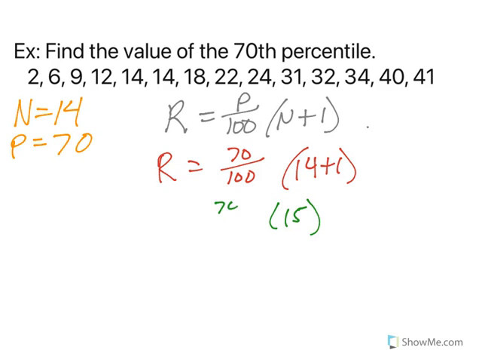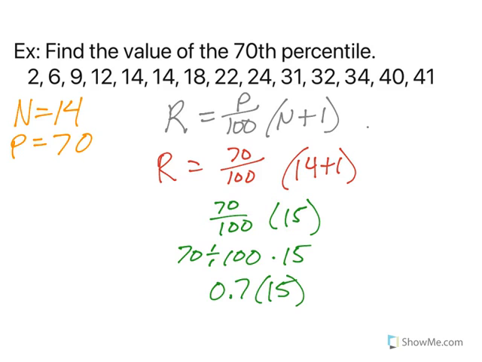You can either type this into your calculator exactly like you see it, 70 divided by 100 times 15, and one step and you're done. Or you can do 70 divided by 100, which gives you 0.7, and then multiply by 15. Either way, you get the answer of 10.5. So that means the average of positions 10 and 11. These are the positions that will give my 70th percentile.